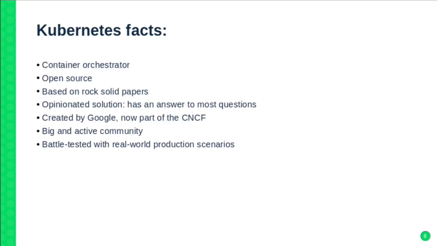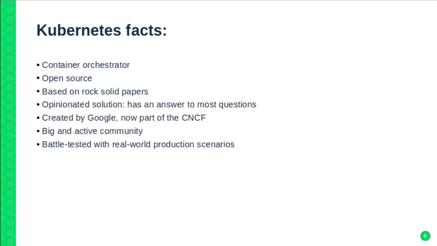So first and foremost, of course, it's a container orchestrator. That's all we want. We want to orchestrate multiple containers that might be running on different nodes, that might be running on different networks and all that. And so Kubernetes does that in a very organized way, as we will see.